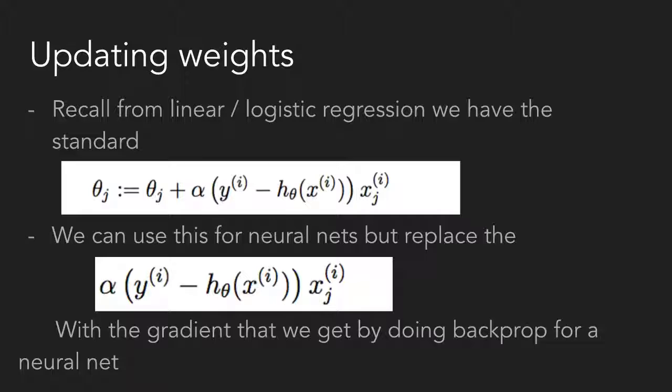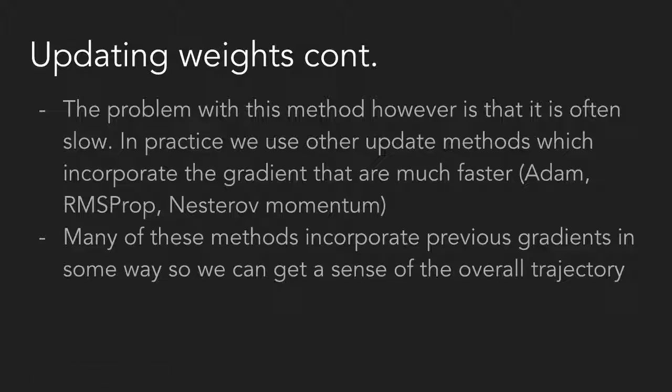So another thing we can get into is updating weights. Recall that over here we have this particular way of doing it, just based on the gradient, which is also how we did it for linear/logistic regression. But the problem with this method is that it can be very slow, and we want to converge to a minimum as fast as we possibly can.